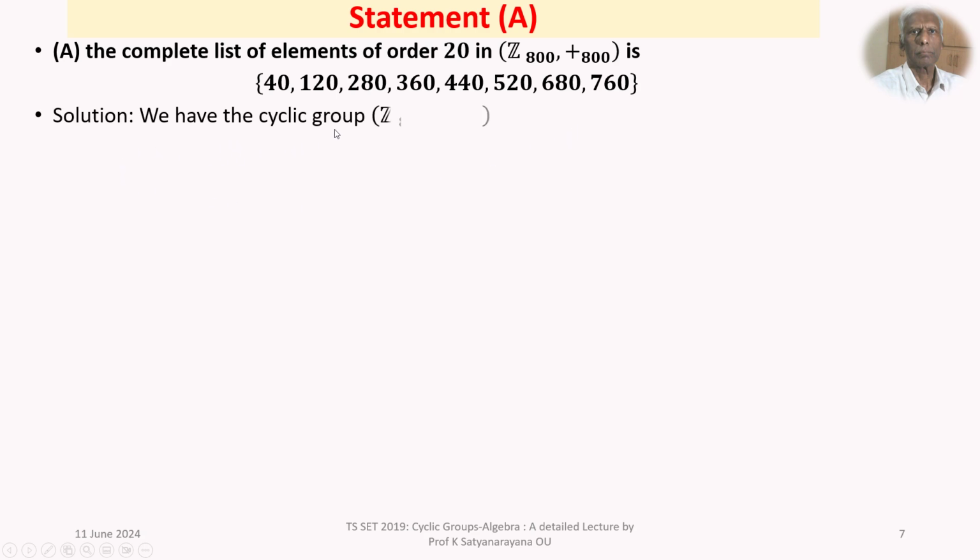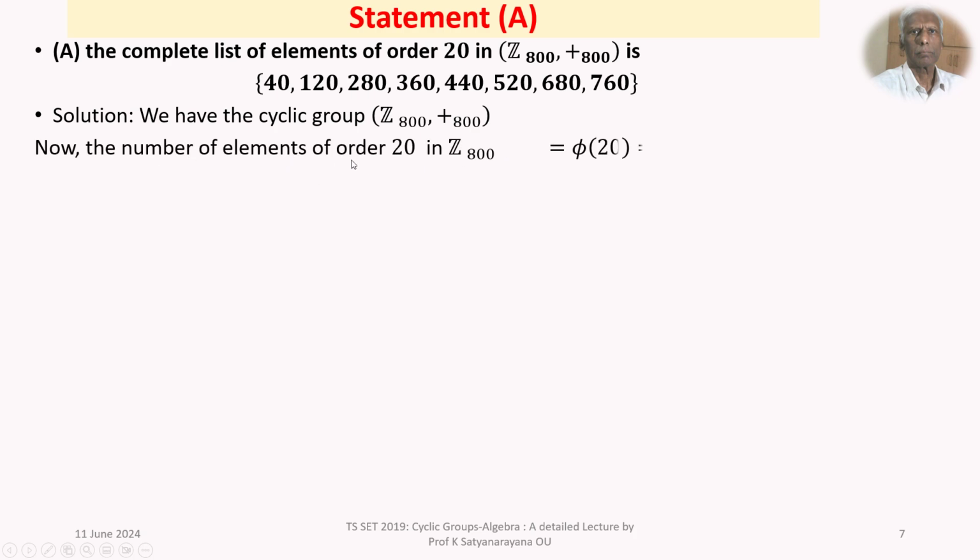Now, solution. We have the cyclic group. Zn under addition modulo n is always cyclic. For n equal to 800, it's also a cyclic group. Now, the number of elements of order d in Zn will be phi of d. So here the order is 20, so this is phi of 20.